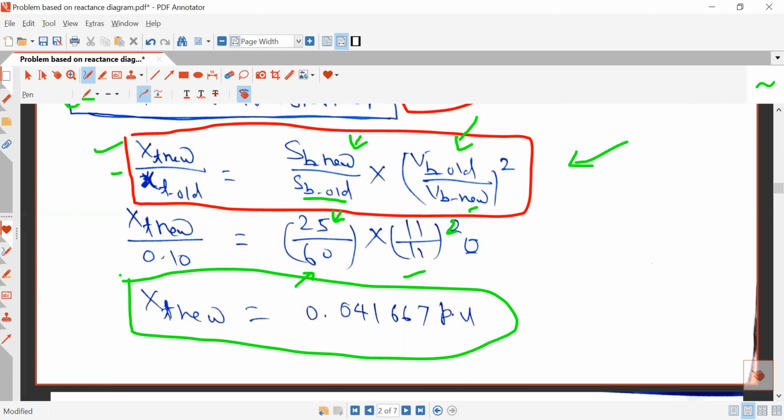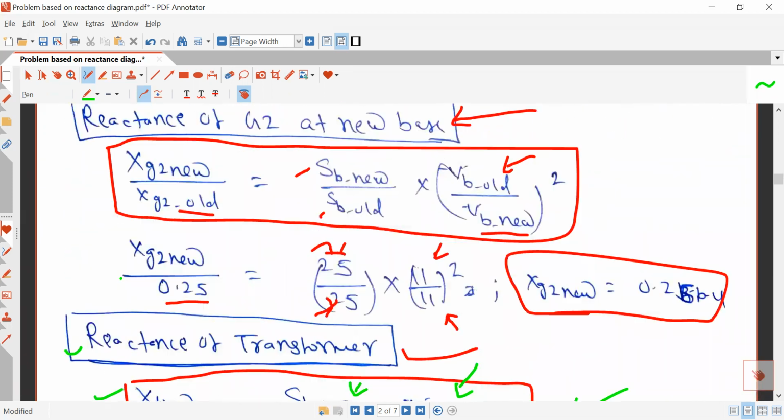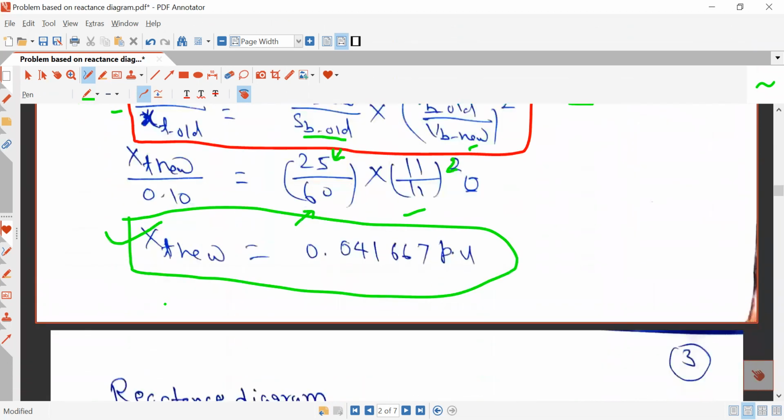First, you will have to divide the block diagram into different sections, and for each section you will have to decide the base value. So in this way you can get all reactances on the new base value.